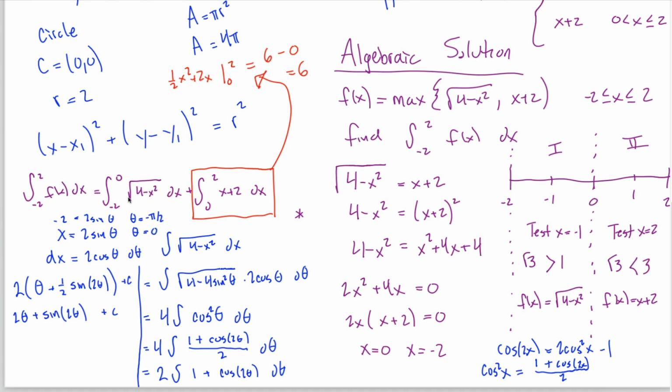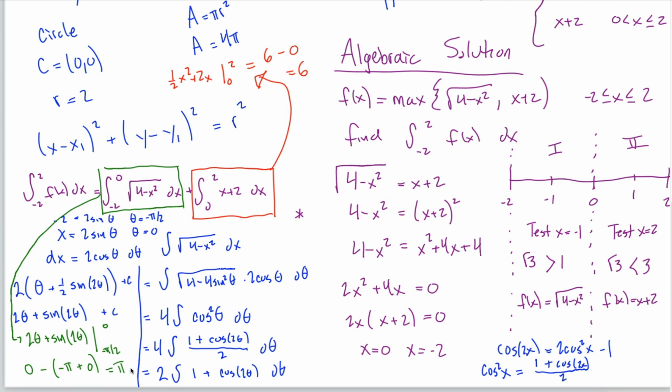I think I'm finally ready to answer this question. All I gotta do is take this expression here, 2 theta plus sine of 2 theta, and evaluate that from -pi/2 to 0. If I plug in 0, I get 0. That's awesome. If I plug in -pi/2, I get 2 times -pi/2, in other words, -pi, plus the sine of -pi, which is just 0. 0 minus -pi gives me pi.